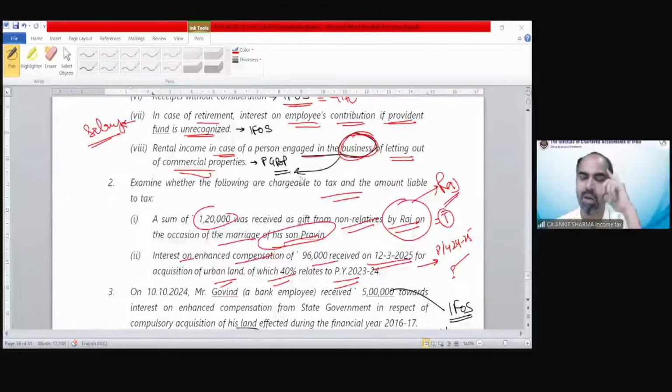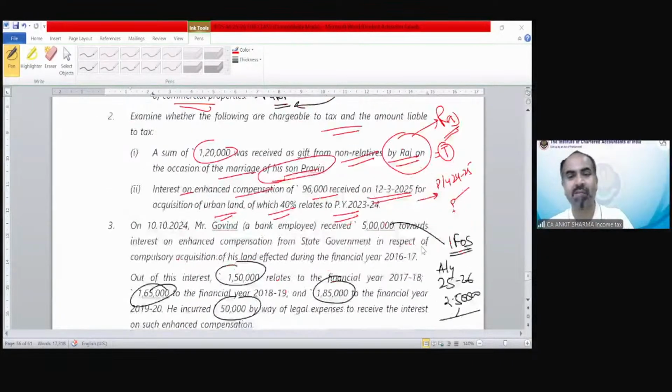Jayendra is saying 48,000 taxable. Tanu is saying full amount. There is a 50% benefit, Tanu. We have discussed that in capital gain and income from other sources also. If there is interest on enhanced compensation or original compensation received, it is going to be taxed in the year in which it is received, and 50% is going to be taxed under income from other sources. So the correct answer is, of course, 48,000.